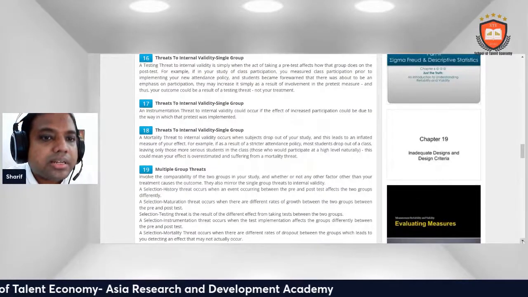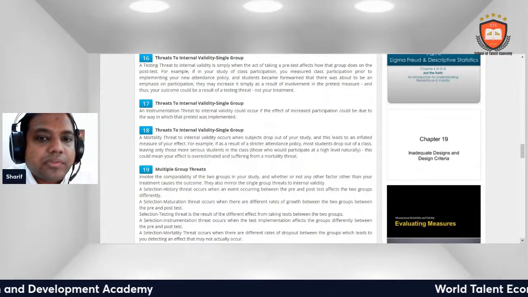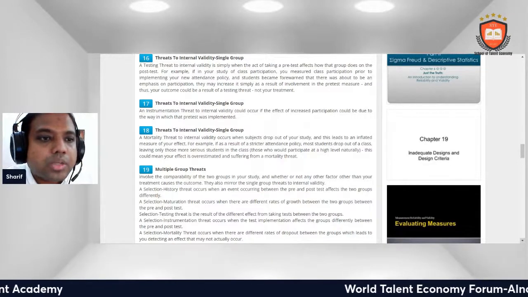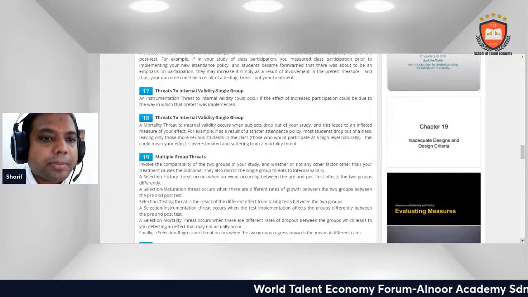Threat to internal validity, single group. An instrument threat to internal validity could occur if the effect of increased participation could be due to the way in which that measure was implemented.